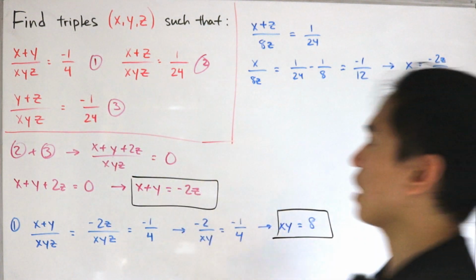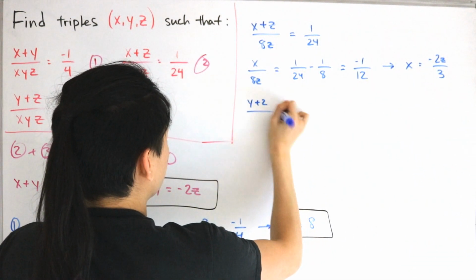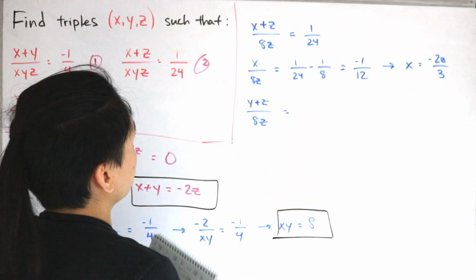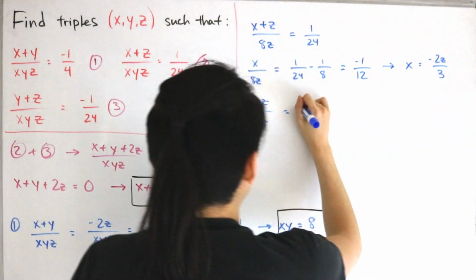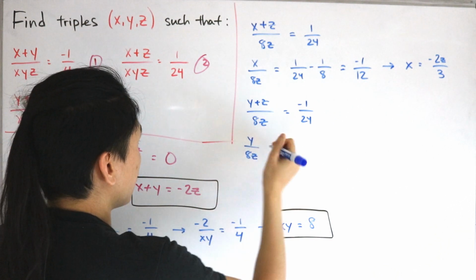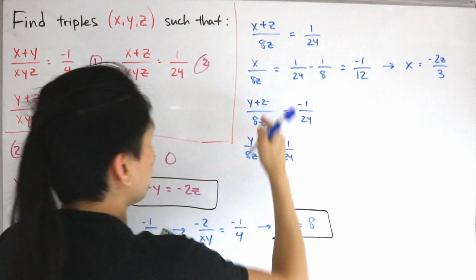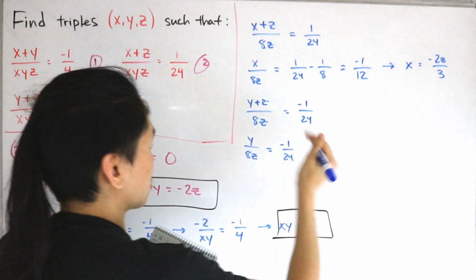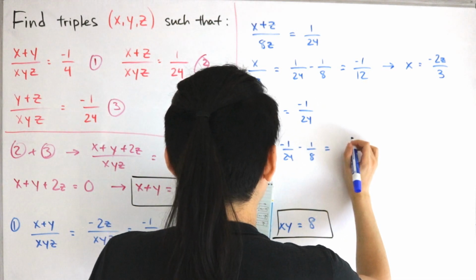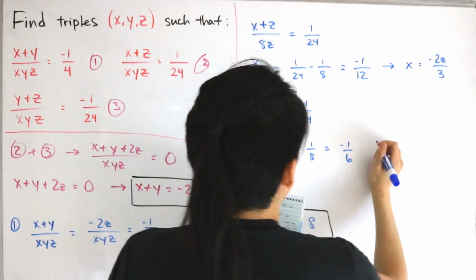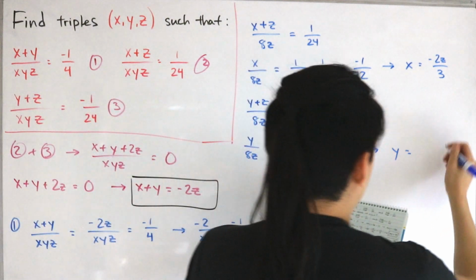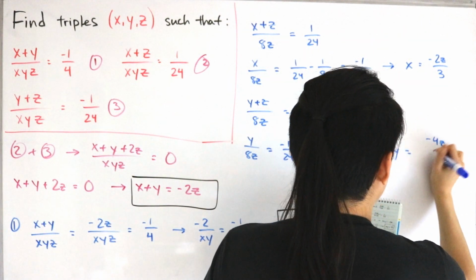We have xy, substitute that back in. So now y plus z, then divided by 8z. Then I apply the linearity yet again. Let me first write the -1 over 24, then going down below. So y divided by 8z equals -1 divided by 24, then z over 8z, that's just 1 over 8, then subtract the 1 over 8. In other words, from the right-hand side, that's going to leave us with -1 over 6. So if I solve for y by itself, that's going to give us -4z divided by 3.